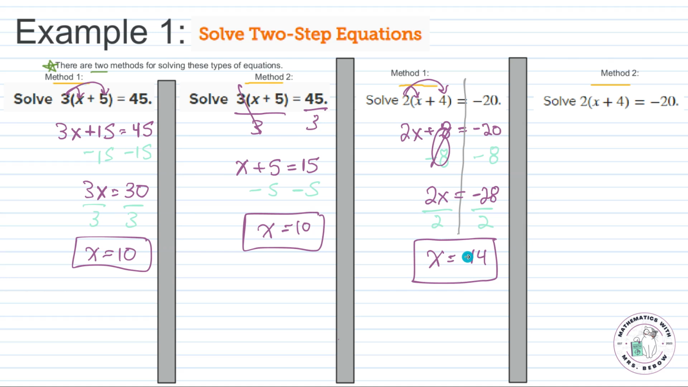So if I take x equal negative 14, I plug it back in here, we have negative 14 plus 4, that's going to be negative 10. 2 times negative 10 does end up being negative 20, so we know we solved this correctly.